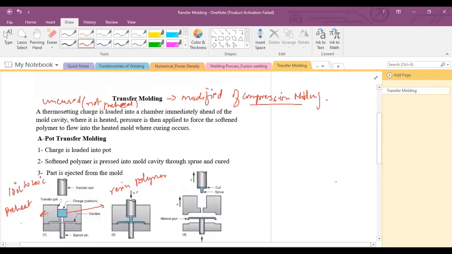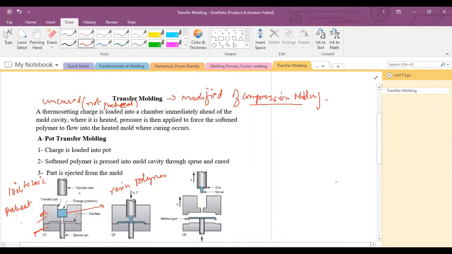The transfer pod is also called the upper half of the mold, and this transfer pod and this lower part of the mold are both preheated at 180 to 200 degrees centigrade. This resin will be placed, and this resin will take energy or heat from the transfer pod and become viscous.